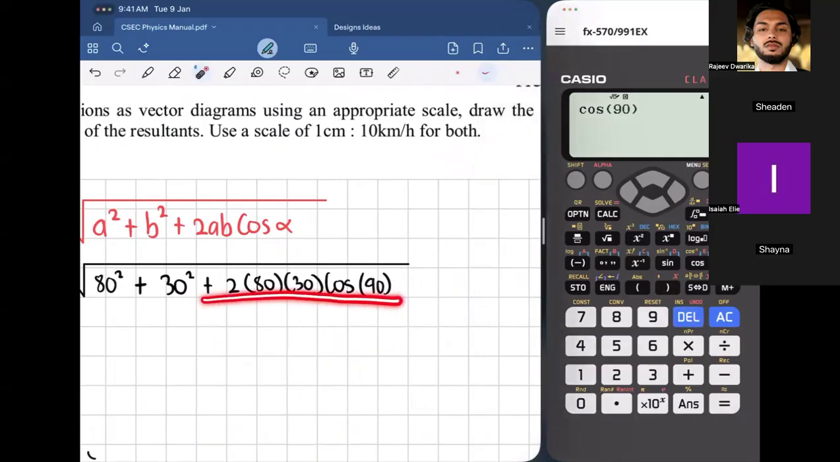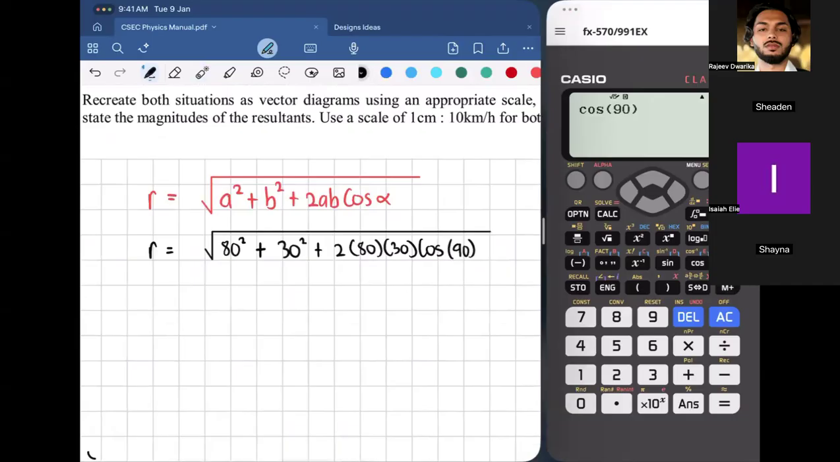Oh my God, it just cancels out because it's 0. Yeah, and I'm gonna give you the Pythagoras theorem because the cosine rule, which is the parallelogram law of vectors, is made using Pythagoras theorem. And given the angle of 90, it'll just revert back to the regular Pythagoras theorem formula. Isn't that cool?